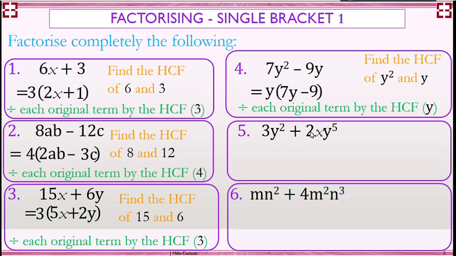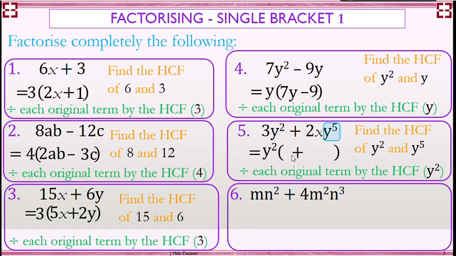Next one, 3 and 2 can only be divided by 1, so there's no need. Y squared and y5. Remember what I said before, the smallest index is y squared. X is not common, so we can only factor out y squared. So the highest common factor of y squared and y5, y to the power 5, is y squared. We couldn't factor x because x is not common to both terms. So we divide both sides by y squared. You got 3, 2xy3.